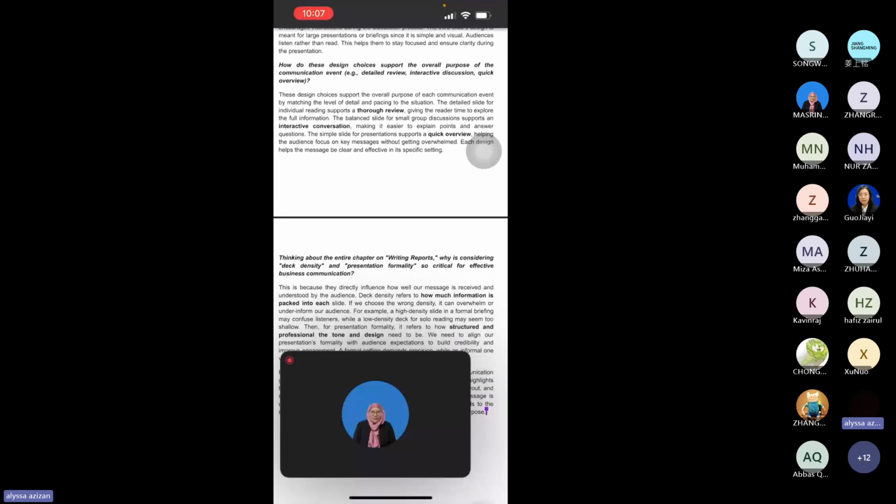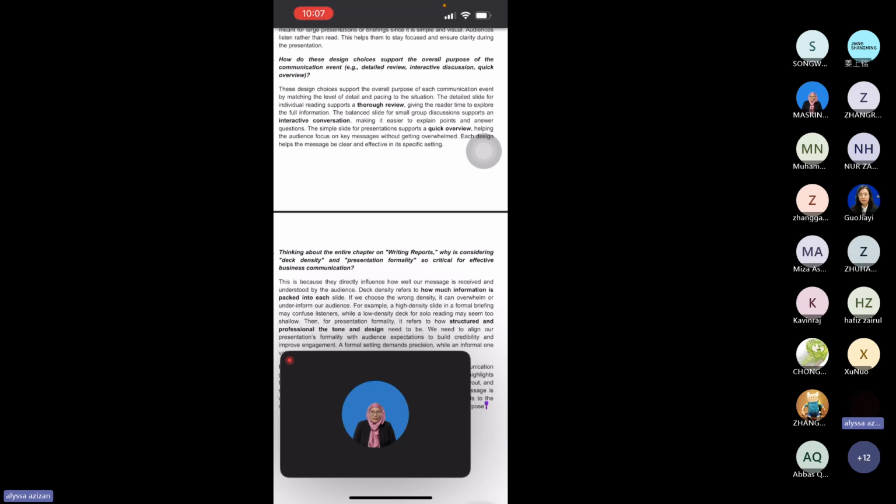The third question, how do these design choices support the overall purpose of the communication event? So these design choices support the overall purpose of each communication event by matching the level of detail and pacing to the situation. So the detailed slide for individual reading supports a thorough review, giving the reader time to explore the full information. The balanced slide for small group discussions supports an interactive conversation, making it easier to explain points and answer questions. So the simple slide for presentation supports a quick overview, helping the audience focus on key messages without getting overwhelmed.